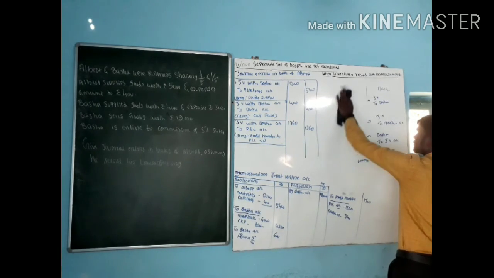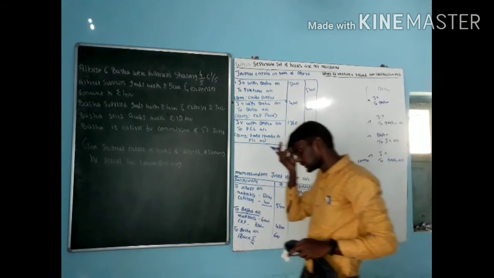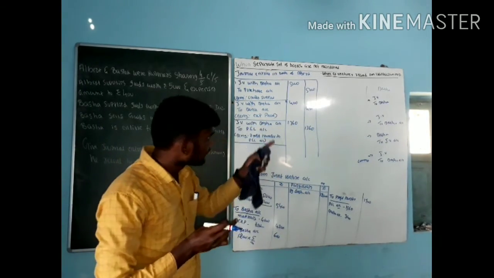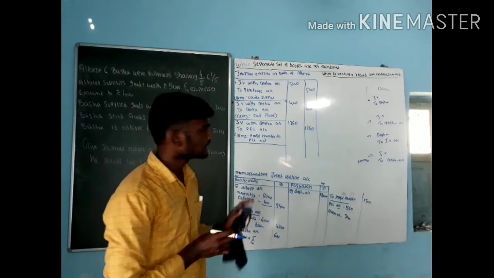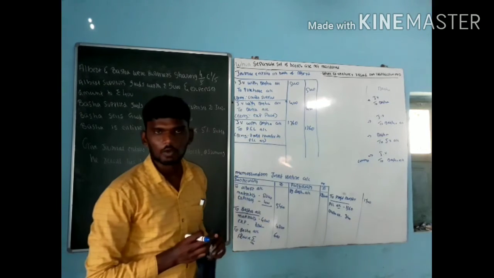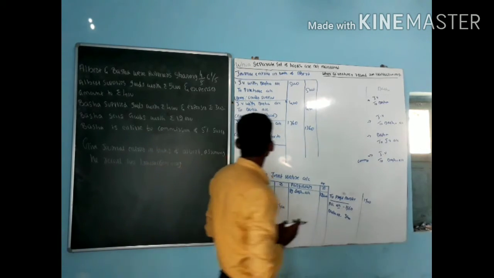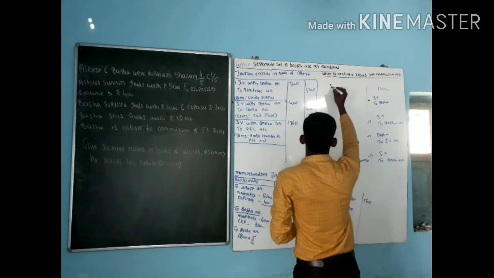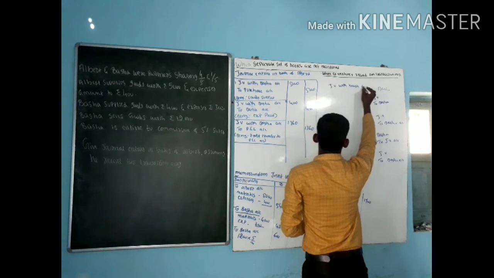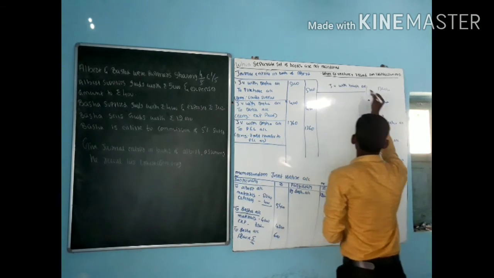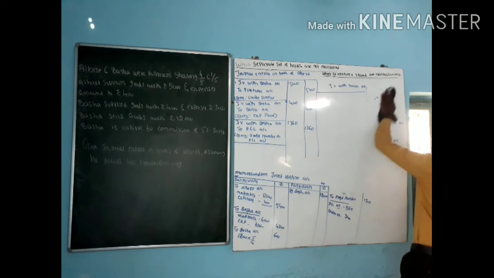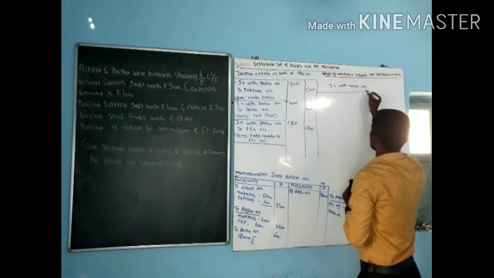Next one, when you come to Basha, at the end of the accounting year, whether Albert has to pay some amount to Basha or Basha has to pay some amount to joint venture, that we have to identify here. For that identification, we have to prepare one more ledger account, that is joint venture with Basha account.